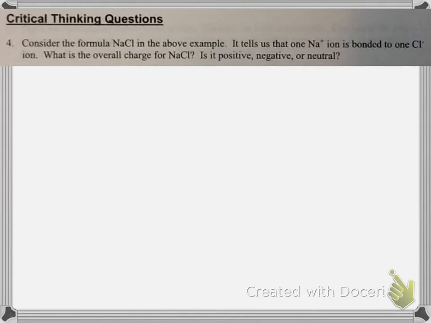Question 4. Consider the formula NaCl in the above example. It tells us that 1 sodium ion is bonded with 1 chloride ion. What is the overall charge for sodium chloride? Is it positive, negative, or neutral? So we know that sodium ion has a +1 charge and there's only one of them, so that gives me a total positive charge of +1.